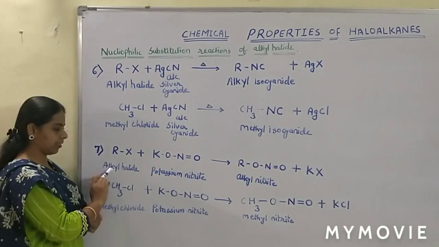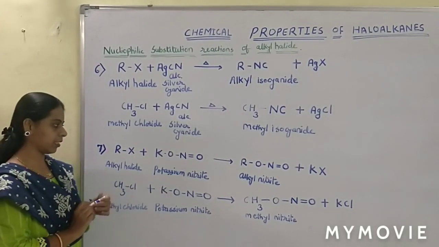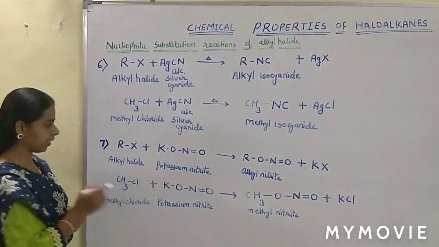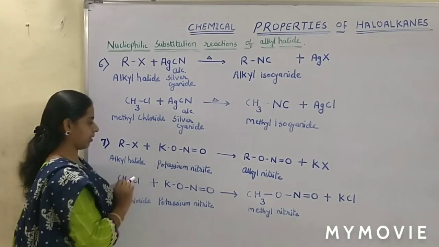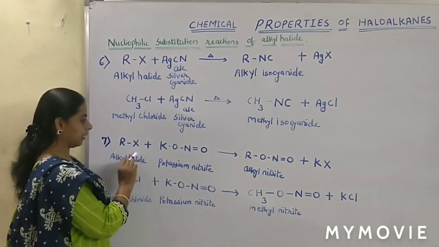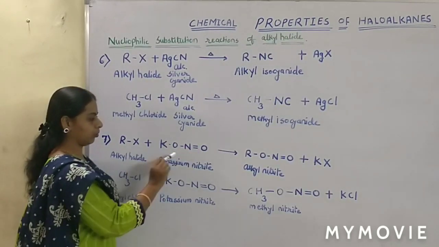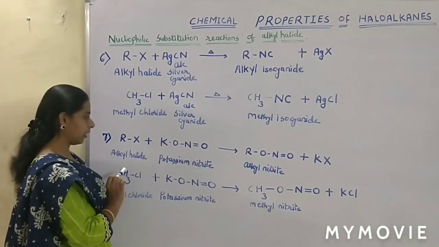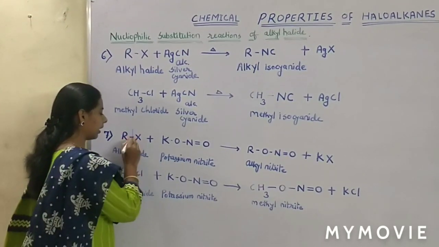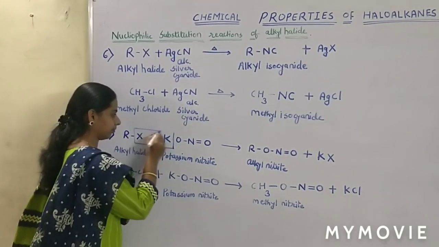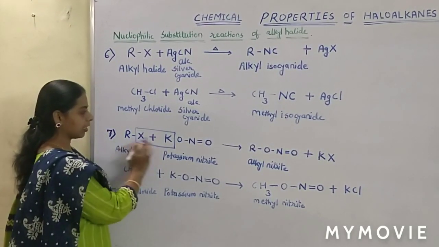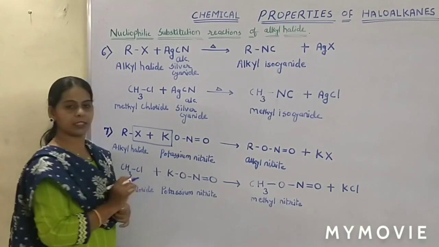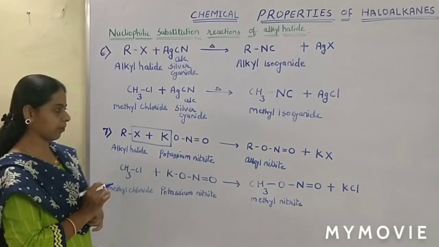Now the next reaction is alkyl halide reacting with potassium nitrite. The formula of potassium nitrite is KNO2. Now while writing, we will write potassium nitrite like this. So RX, that is alkyl halide, reacts with KO-N double bond O, that is KNO2 originally, potassium nitrite, and when the reaction is carried out between these two, that K will combine with that X. So this is the byproduct, and R is connected to the oxygen, RO-N double bond O. This is the group of alkyl nitrite.